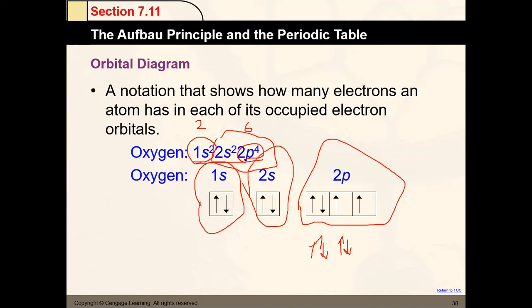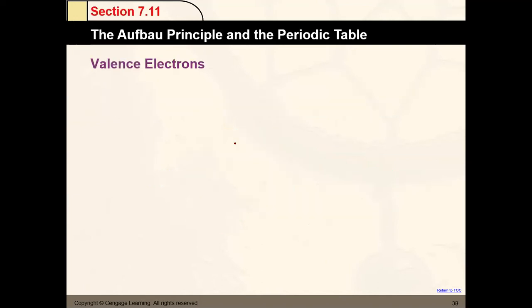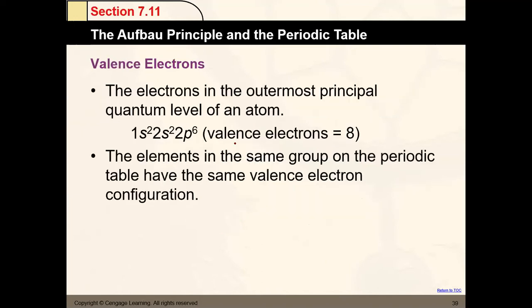How many electrons do I have in the highest energy level? In this case, my highest energy level is energy level 2. How many electrons do I have in energy level 2? I have 6, 2 and 4, right? 2 here and 4 here. So my valence electrons will be equal to 6. So in this other case, it's 8 electrons. Why is it 8 electrons? Because my highest energy level here is 2. How many electrons do I have in energy level 2? I have 8. So my valence electrons will be equal to 8 electrons.